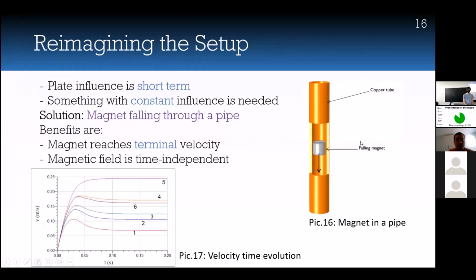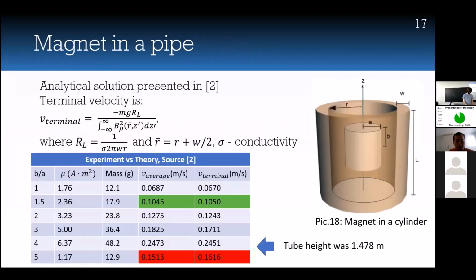All right, but I'd like to propose a reimagination of the setup: a falling magnet in a pipe. The plate's influence is only short term. However, the falling magnet in a pipe uses a constant influence. And as you can see, the magnet reaches terminal velocity quite quickly, and the magnetic field is practically time independent. You can see here these values I have found from a paper, and the average velocities are quite low, which is great for our purposes.